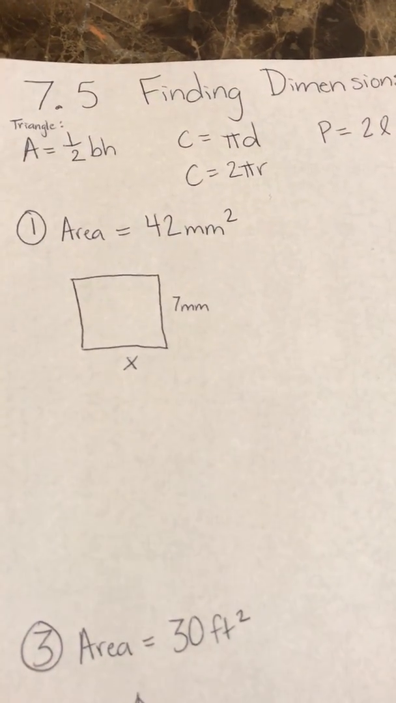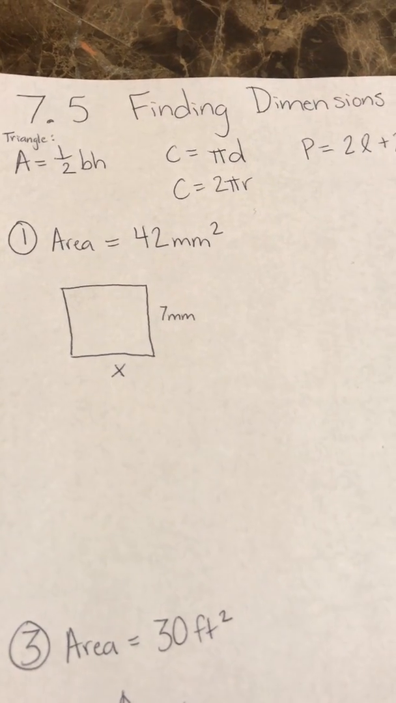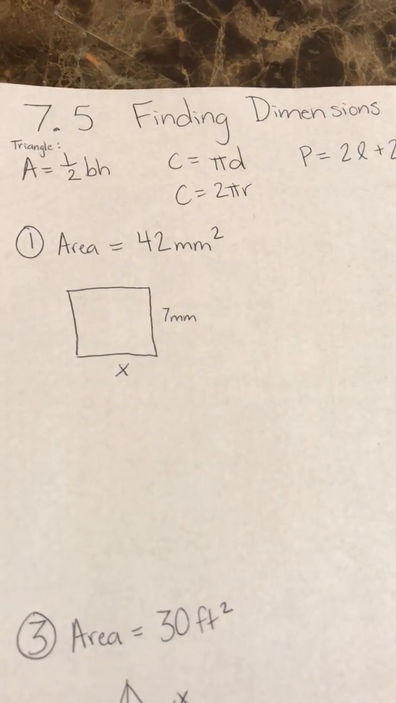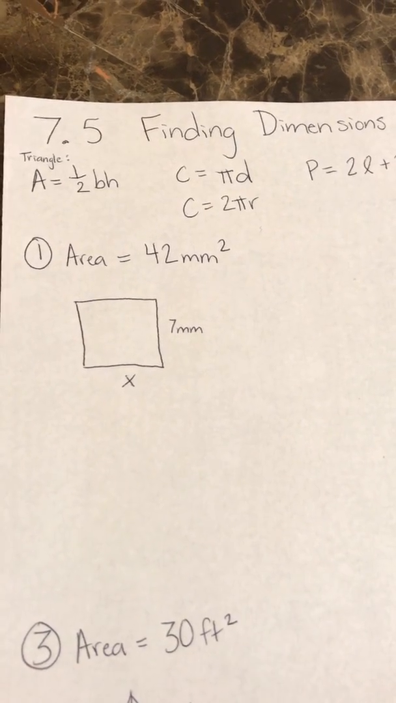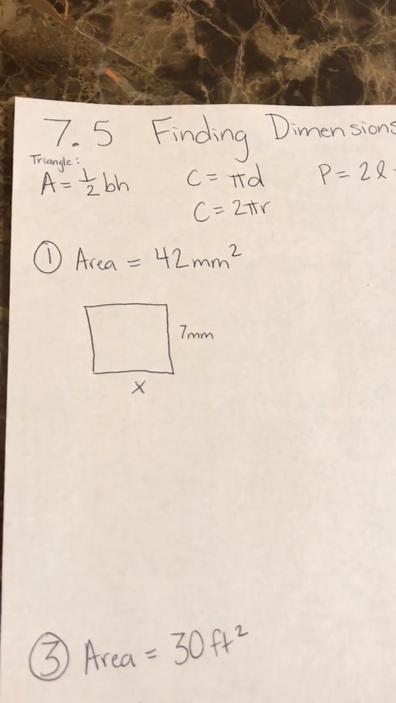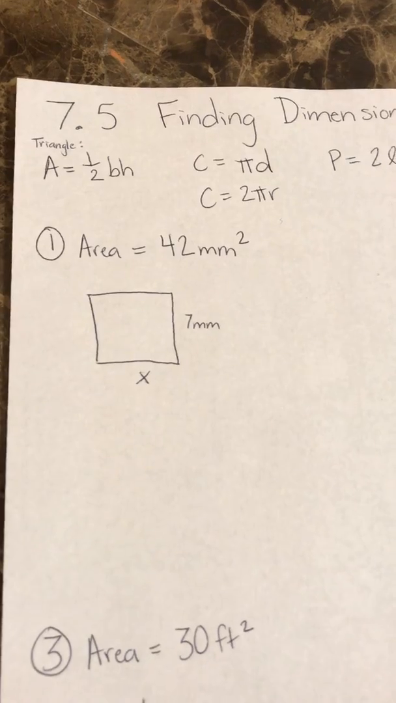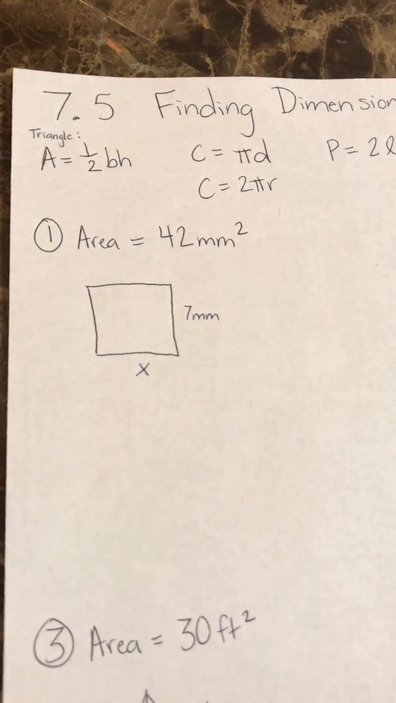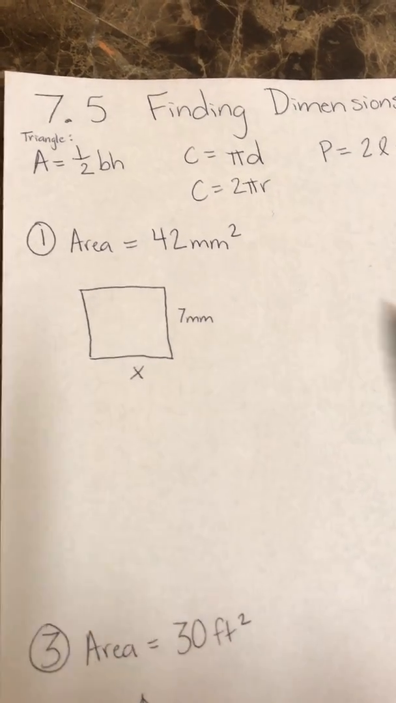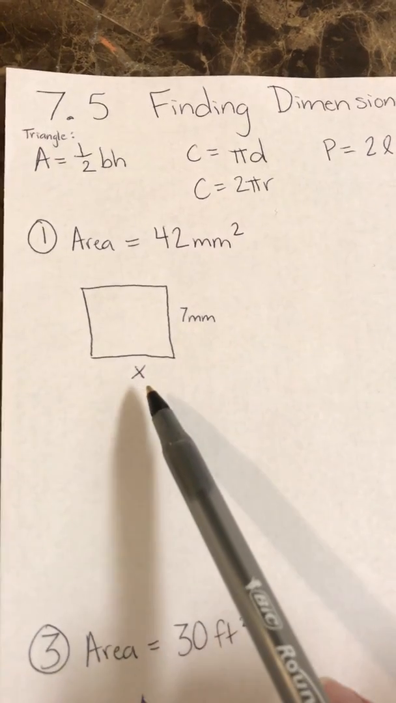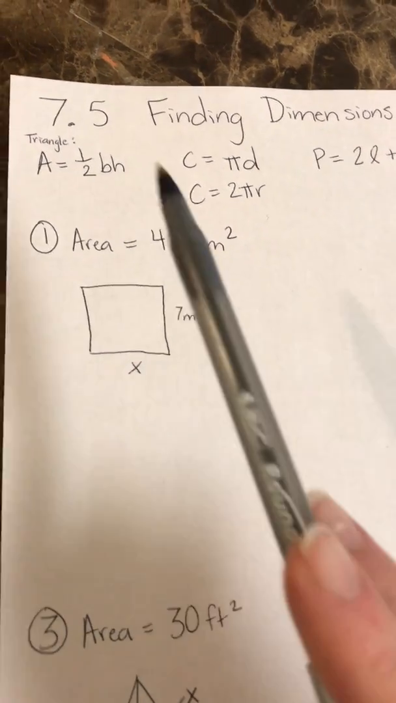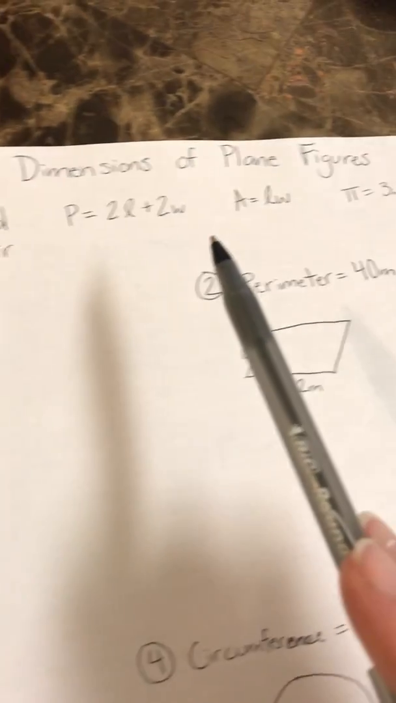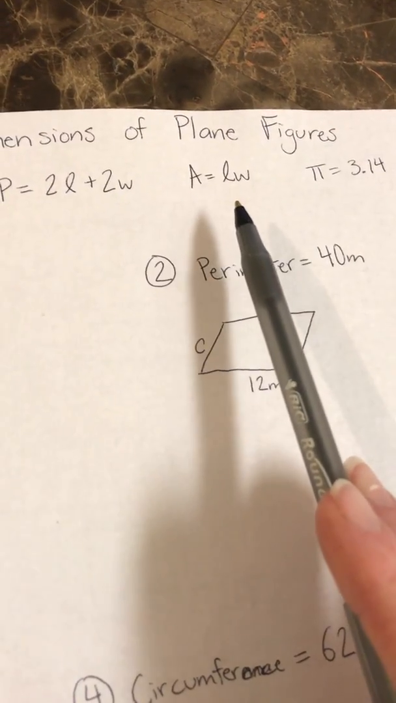Number 1, it tells us that the area is 72 millimeters squared, okay? Now we're trying to figure out what x equals in here. The book tells us we need to write an equation and then solve for it. So this is the area of a square. We're trying to find the area of a square, so we're trying to use that formula. Let's find the area of a square, which is length times width.